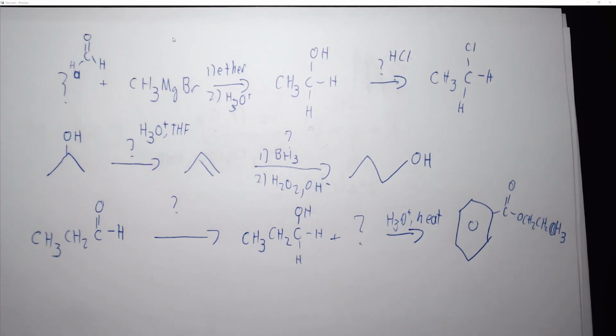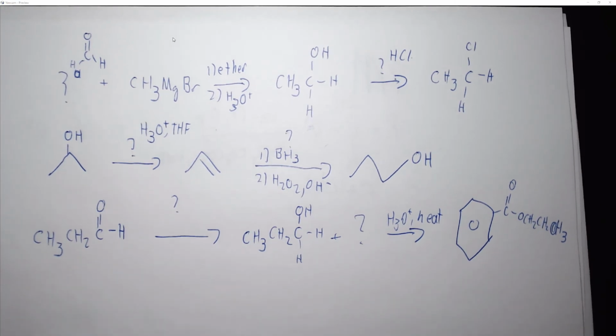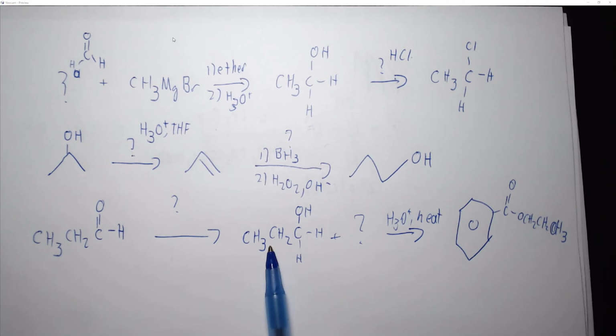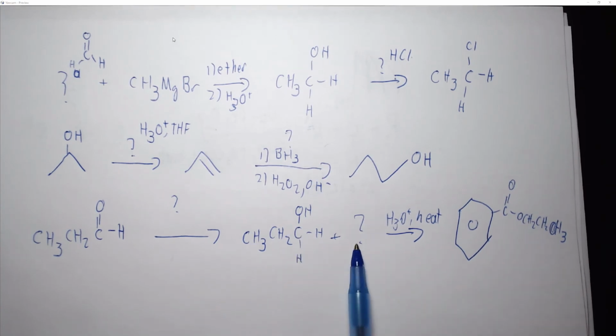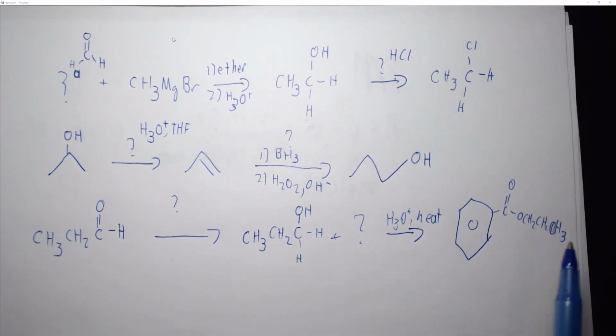So let's take a closer look at this. We have an aldehyde forming a primary alcohol. We take a primary alcohol, we add it to something in the presence of H3O+ and heat, and we end up with an ester.